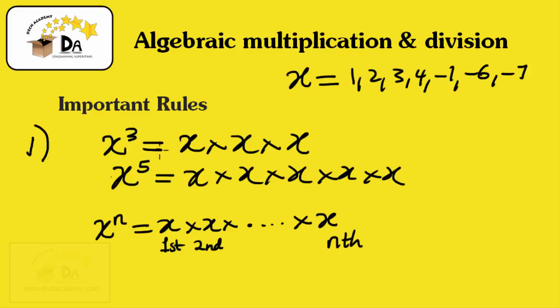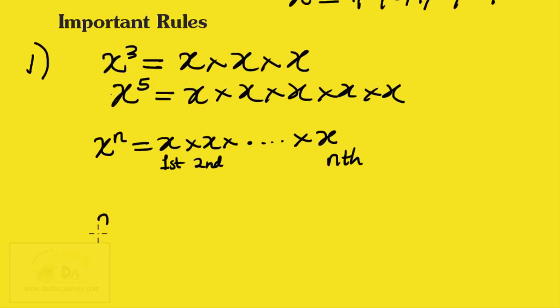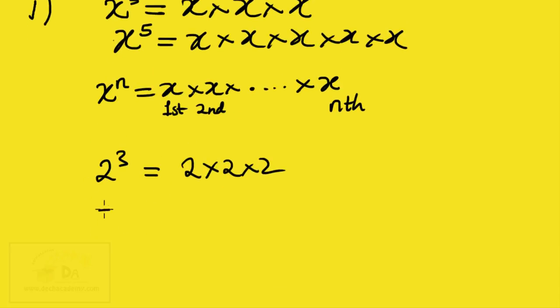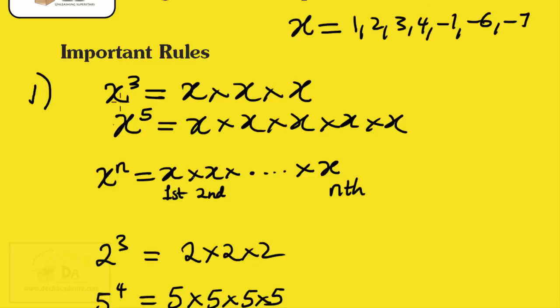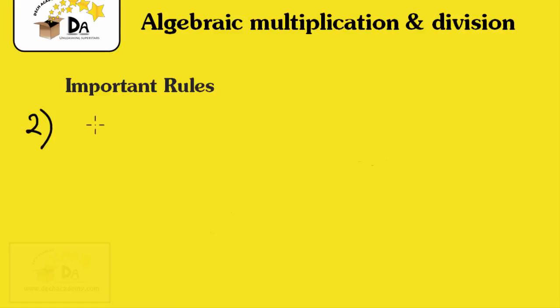In this case, n is 3. In this case, n is 5. So that's what this means. So if I use real numbers, for instance, if I say 2 to the 3, you know that that means 2 times 2 times 2. If I say 5 to the 4, it means 5 times 5 times 5 times 5. Basically, there will be 4 5s. So this is saying multiply 5 by itself 4 times. Multiply 2 by itself 3 times. It says multiply x by itself 5 times. Multiply x by itself 3 times. So this is really simple stuff. That's the first rule. The next rule is as follows.